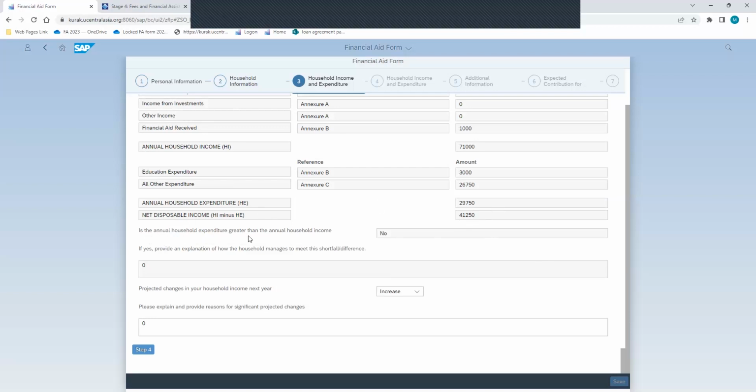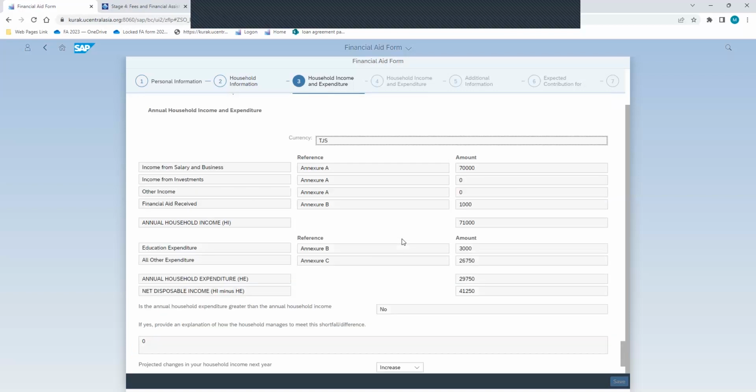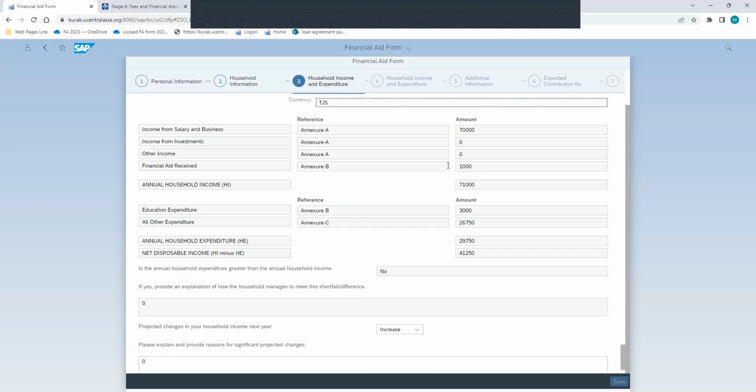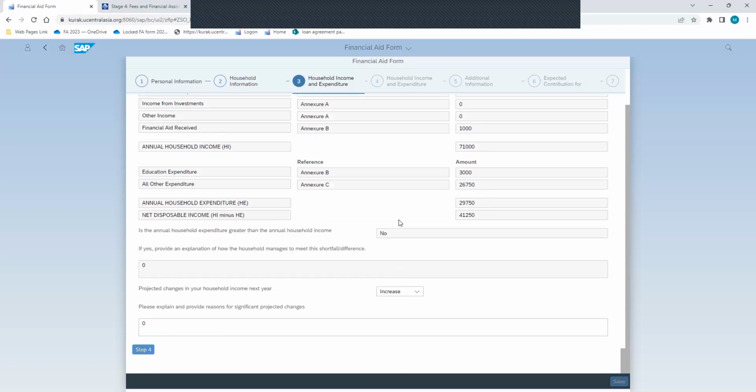Next, we have the question here. Is the annual household expenditure greater than the annual household income? In my case, it is not, because my income from business is more than all the other expenditures. It is 70,000, 71,000 was my income, and 26,000 something was my expenditures. So the answer is no.